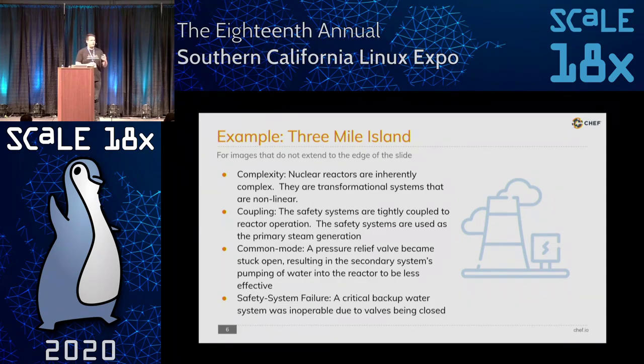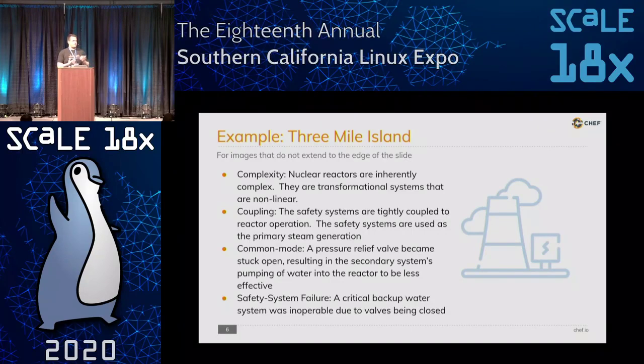Oftentimes when we look back at Three Mile Island and things like this, we see operator failure being the main component here. But what I think is interesting is that it's not operator failure in a single moment. The system itself is complex enough, tightly coupled enough, and has enough common components that when these things go wrong in conjunction with each other, the safety system was offline because the valves were closed, the pressure relief valve became stuck open, and one of the lights was out on a dashboard that would show the pressure relief valve hadn't closed. All these things together result in the actual failure of the radioactive leak at Three Mile Island and the subsequent fallout from that.